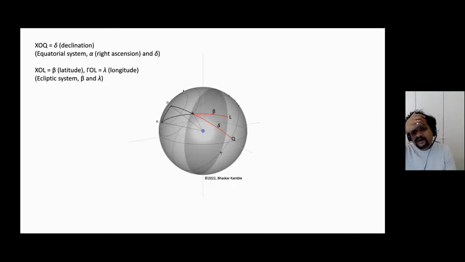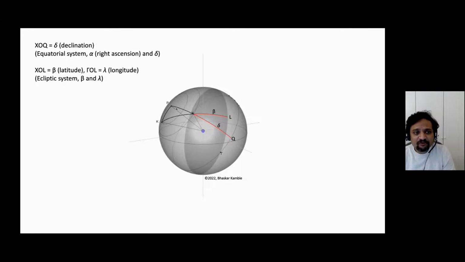So in this case, what is the declination? What is the right ascension? Well, the declination is the angular distance of the object X from the celestial equator. If you make the angle XOQ, this angle XOQ is the declination delta. This arc lies on a great circle on the sphere, because it lies on a circle whose center is also the center of the sphere. So this is the declination. And what is the right ascension alpha? Well, it is the angle QO gamma, which I have not shown here.